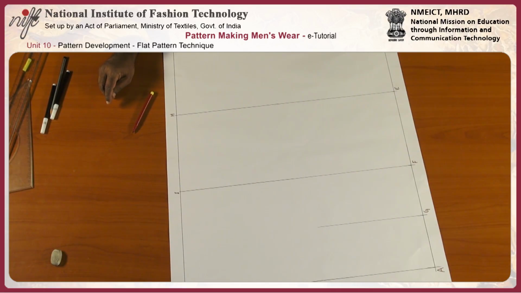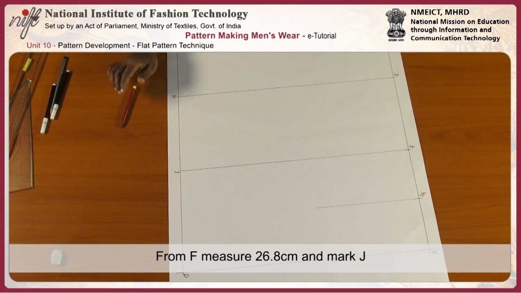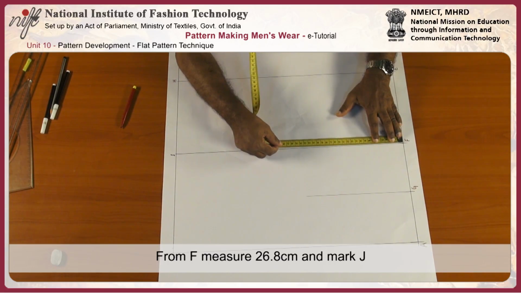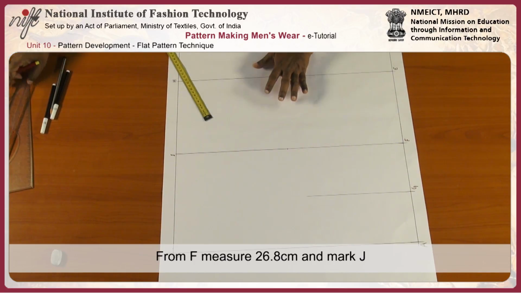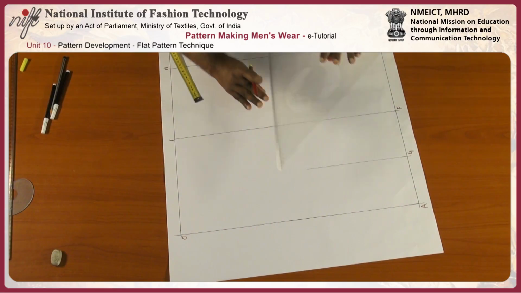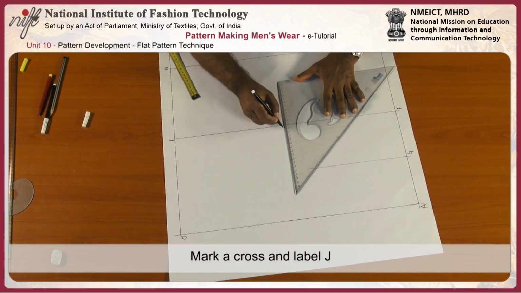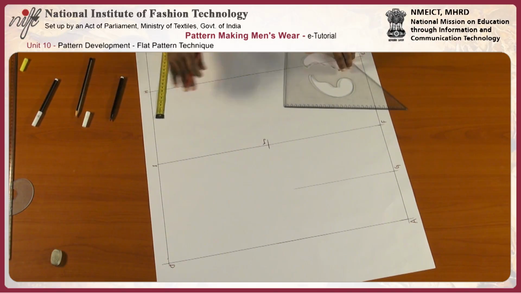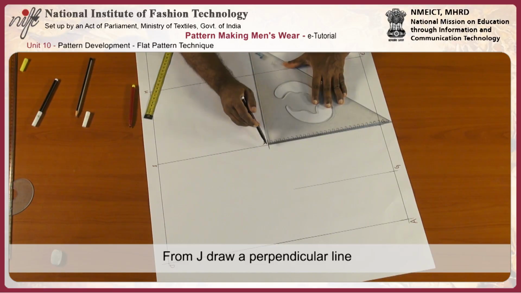Now point J is 26.8 centimeter from point G. Give a cross mark, then label J. From J, draw a perpendicular line downward.